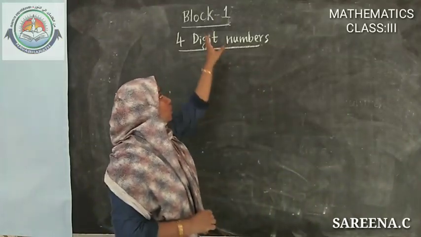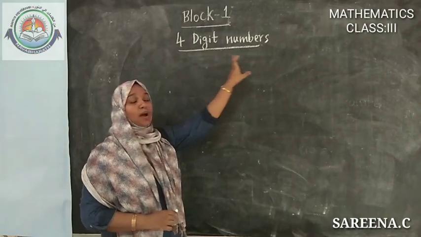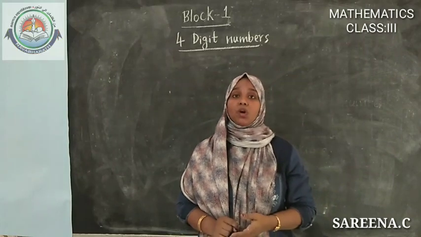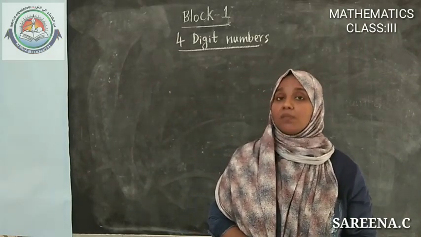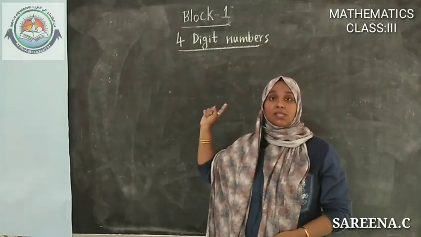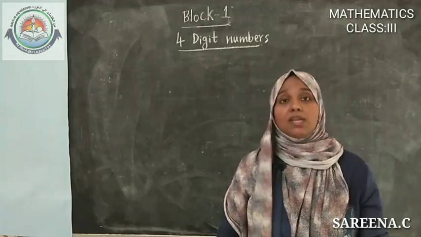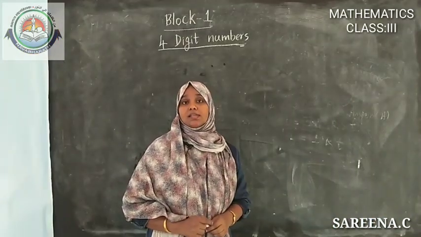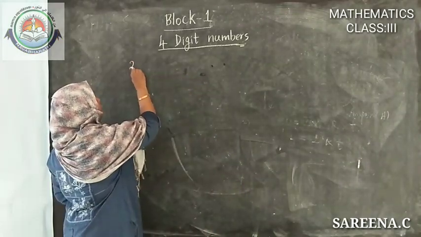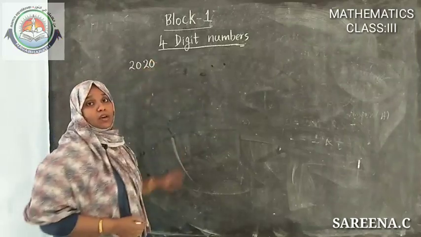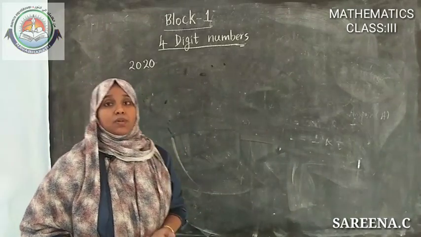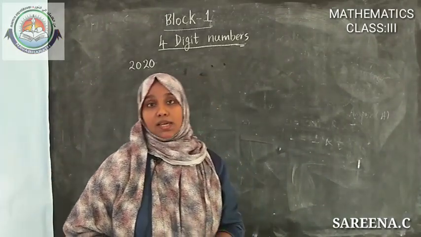And in our block 1, we are going to discuss 4-digit numbers. Last year, in class 2, we already studied 2-digit and 3-digit numbers. We can see 4-digit numbers in our daily life at many places. Our current year is 2020. It's a 4-digit number. And we can see 4-digit numbers in the number plates of cars, etc.